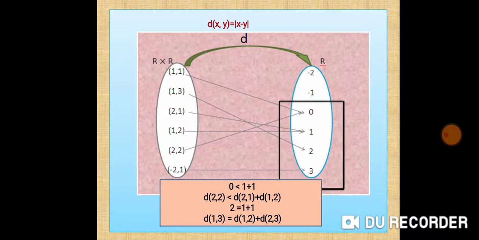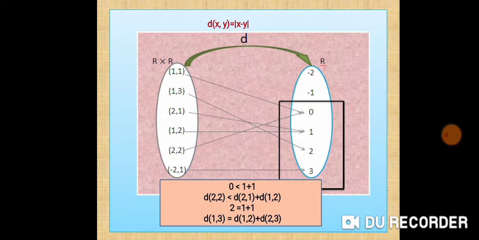The last one, triangle inequality. Consider (2, 2). Here (2, 2) maps to 0, (2, 1) maps to 1, (1, 2) maps to 1. Therefore, d of (2, 2) is less than d of (2, 1) plus d of (1, 2). And take (1, 3). (1, 3) maps to 2, (1, 2) maps to 1, and (2, 3) maps to 1. Therefore, d of (1, 3) equal to d of (1, 2) plus d of (2, 3).